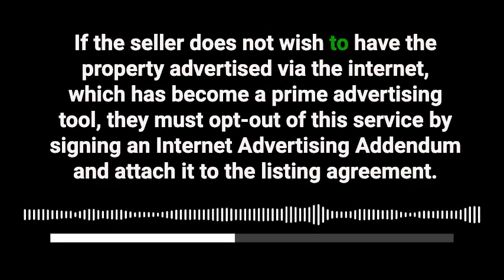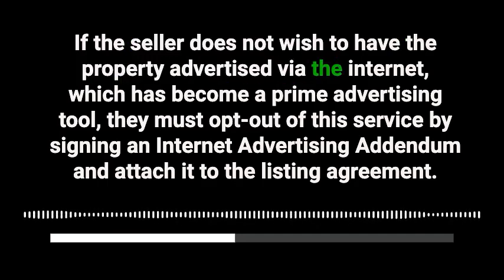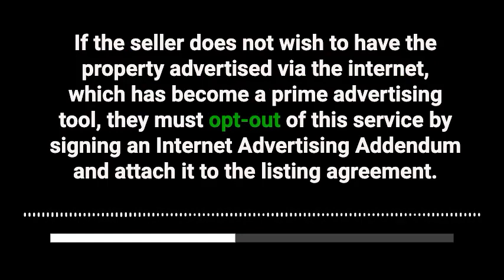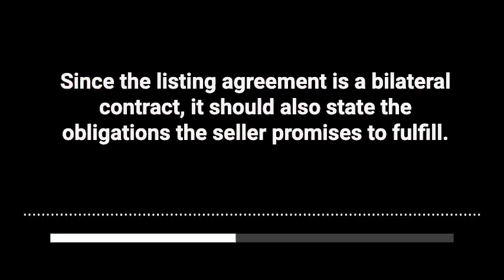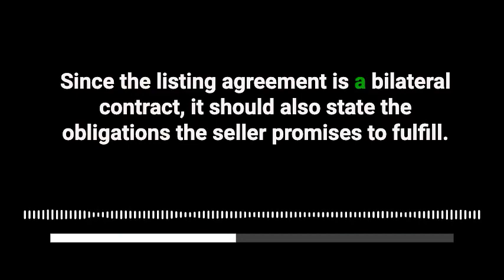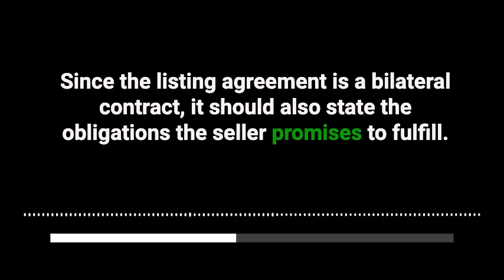If the seller does not wish to have the property advertised via the internet, which has become a prime advertising tool, they must opt out of this service by signing an internet advertising addendum and attach it to the listing agreement. Seller's representations and duties. Since the listing agreement is a bilateral contract, it should also state the obligations the seller promises to fulfill.